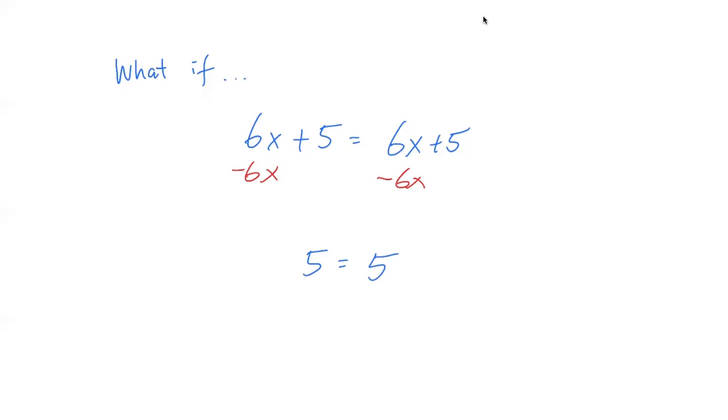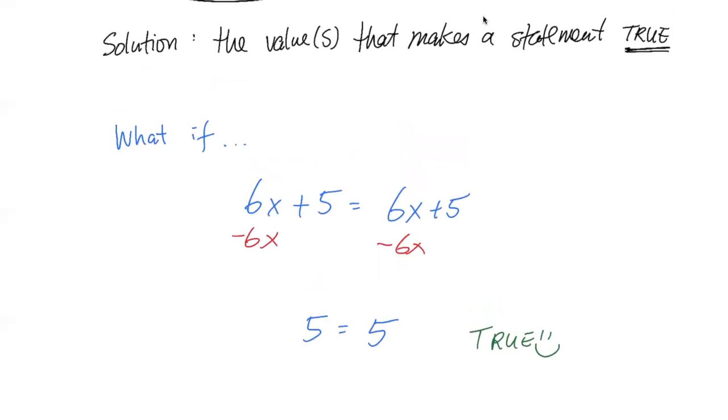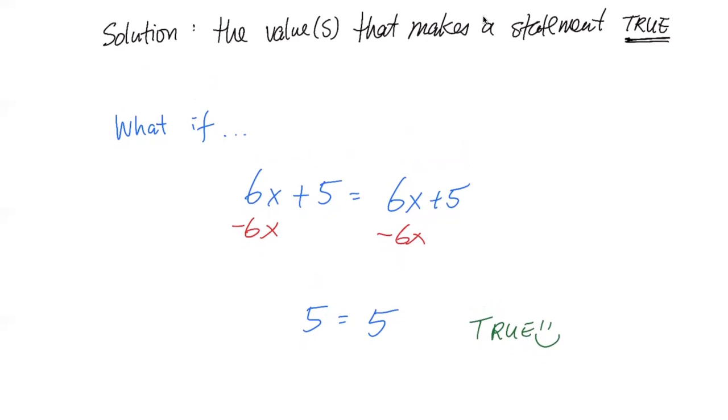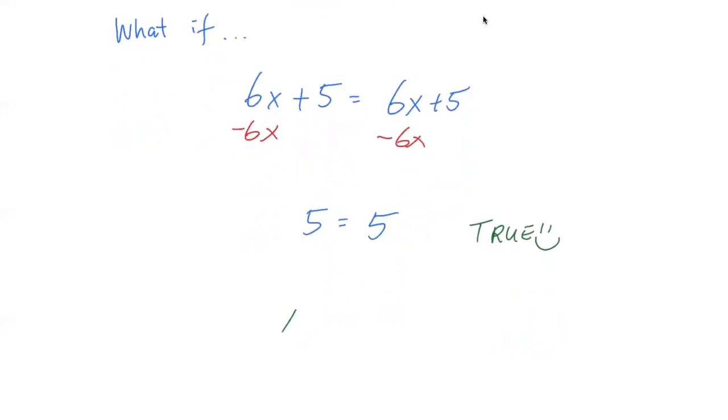So what happens if this is the case? If you have the number on the left equal to the number on the right, we say, hey, this is a true statement. This is lovely. This is true. And what does it mean when it's true? Well, when we talk about the solution, a solution is whatever value or values make a statement true. So in this case, that means whatever you put in for x, this statement will be true. So for this situation, we will say, x is equal to all real numbers.